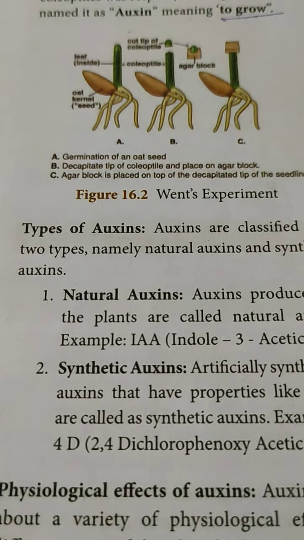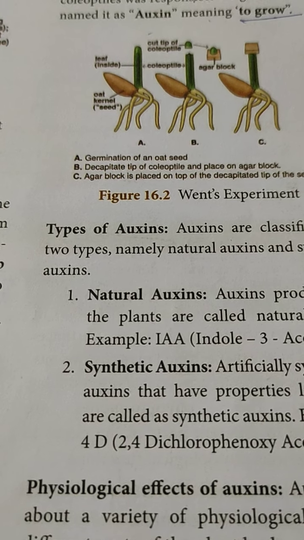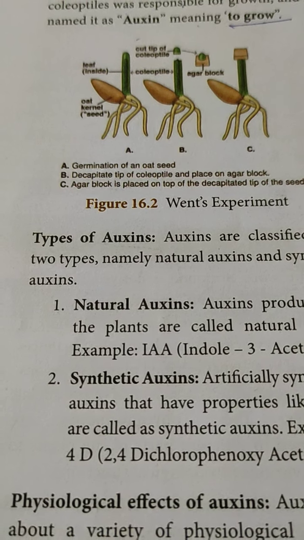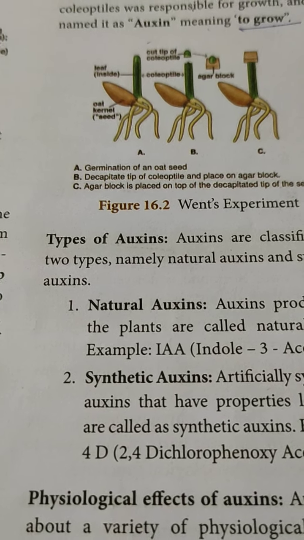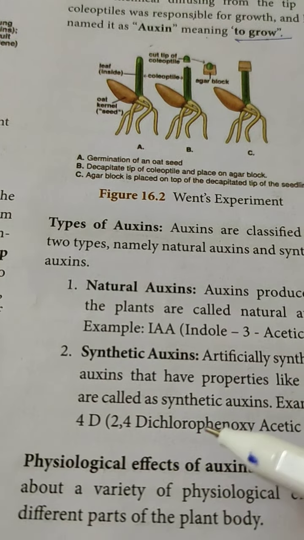Auxins are broadly classified into two types. Some of the auxins which are produced in plants are called the natural auxins, and some of the auxins which are produced in the laboratory artificially are called the synthetic auxins. So there are two types, natural and synthetic auxins.